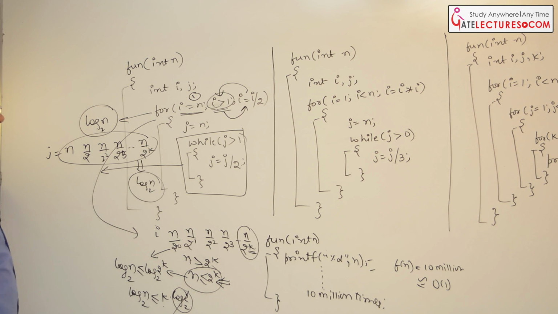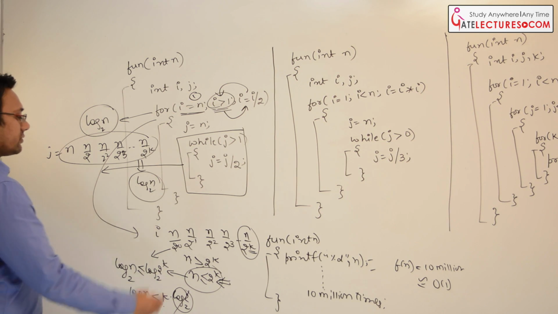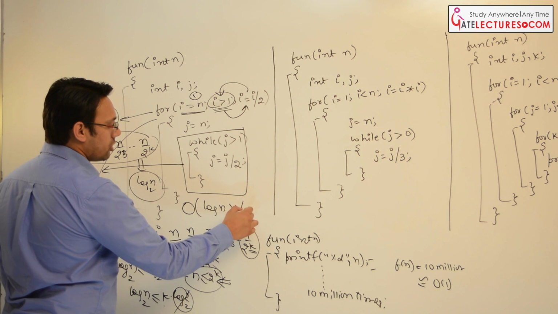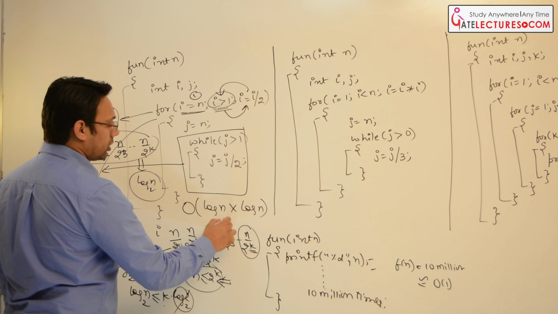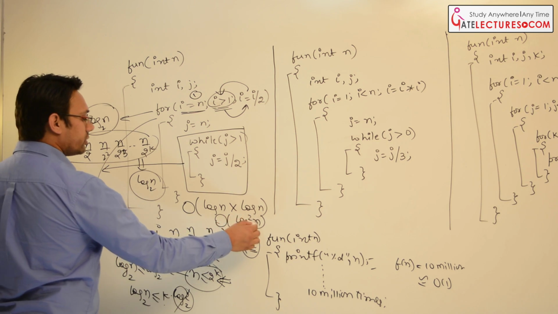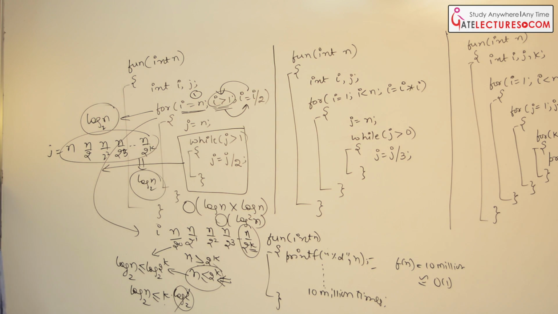Therefore what is the time complexity of this function? The time complexity of this function will be order of log n into log n, which is equal to order of log square n. That is going to be the time complexity of this function.